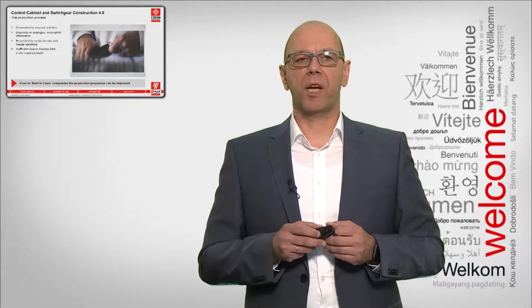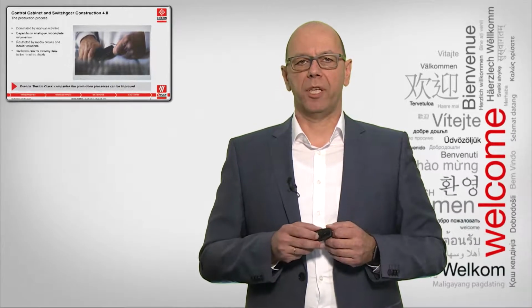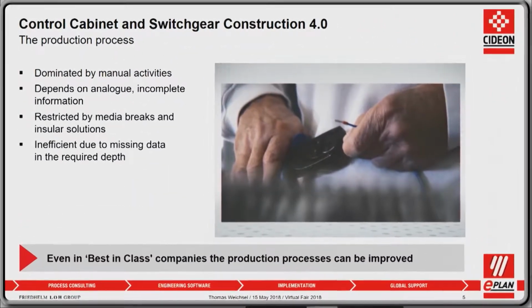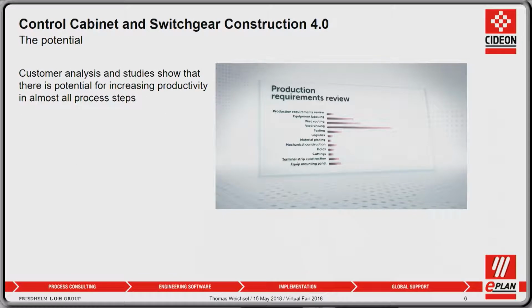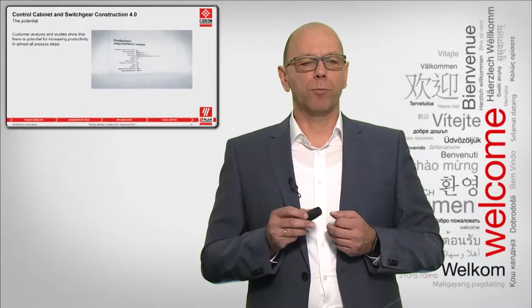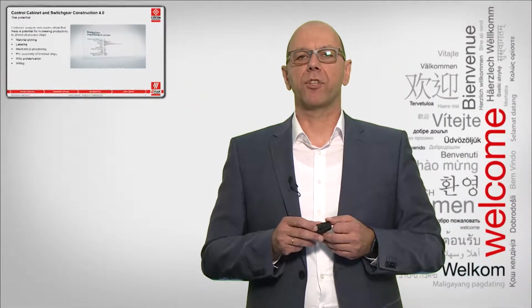So to summarize, one might say that even in best-in-class companies, the production process in panel building can of course be improved. So we wanted to get more detailed, and therefore we made a lot of customer analyses. And in parallel, the University of Stuttgart set up a case study, a reference model, to analyze the process steps and to identify where the potentials are that could be exploited. And we found out that in more or less all the process steps, there's a lot of potential.